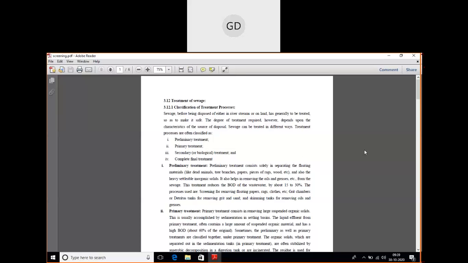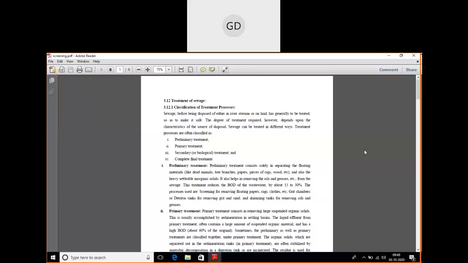Next comes the complete final treatment, also known as advanced treatment or tertiary treatment. It consists of removing the organic load left after the secondary treatment. Whatever organic load is left in the effluent or sewage is removed here, and the final treatment also kills the pathogenic bacteria present in the sewage sample.